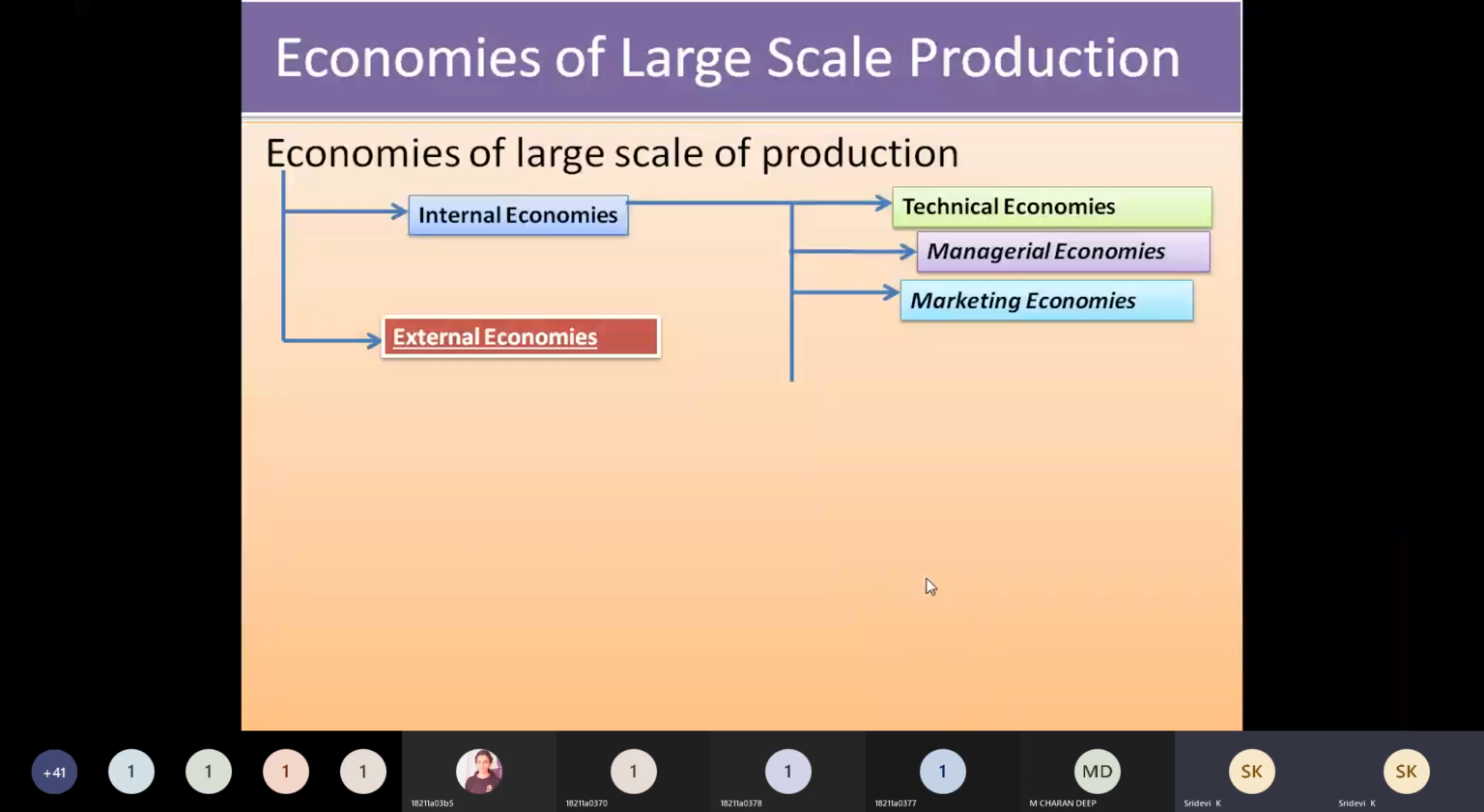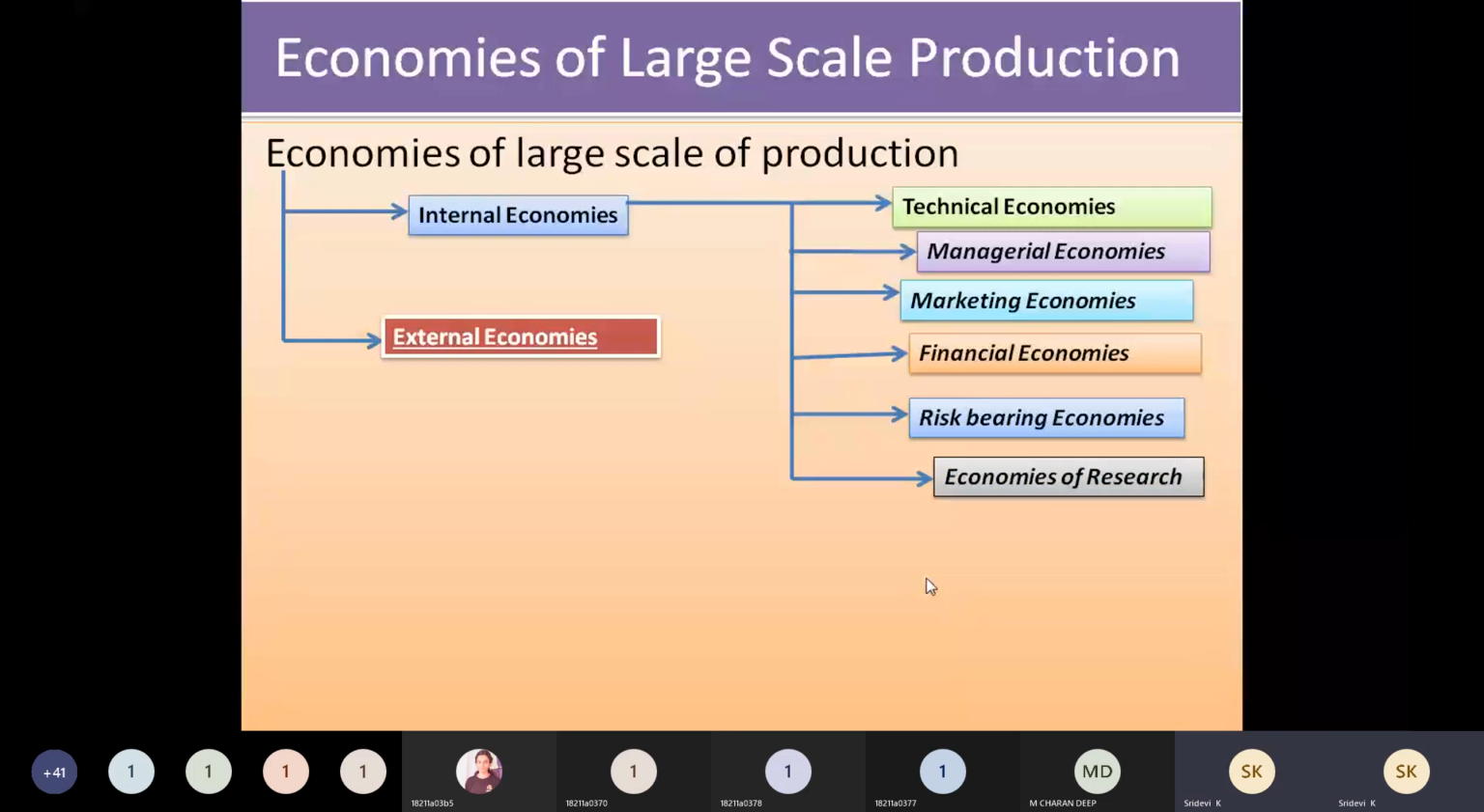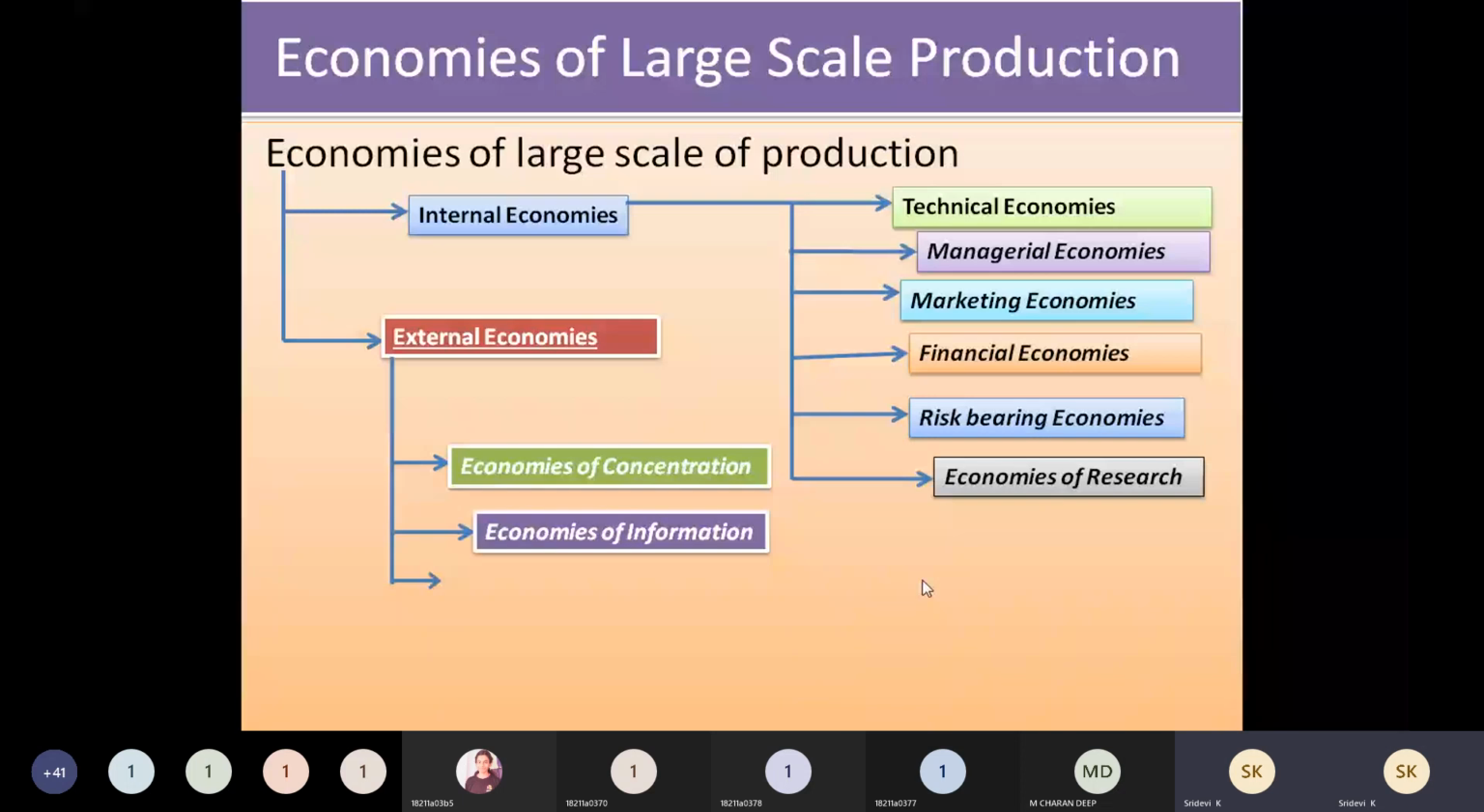Marketing economies, marketing advantages will be there. And financial economies and risk bearing economies. And you are going to conduct certain research due to which you will have certain advantages. And outside the company, economies of concentration, economies of information, economies of welfare. So like this, you can divide them, and we will go in detail about all these economies.